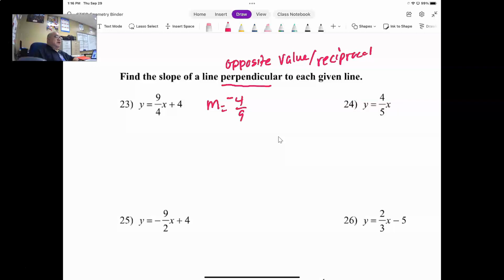Number 25, we have y equals -9/2 x. If we're going to find the reciprocal slope, it's going to be -2. I take that back. The reciprocal of 9/2 is 2/9. And since it's negative, it's going to be positive.